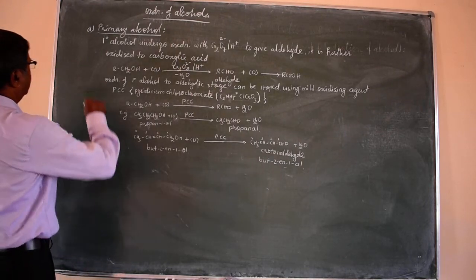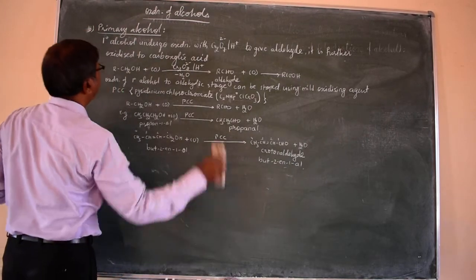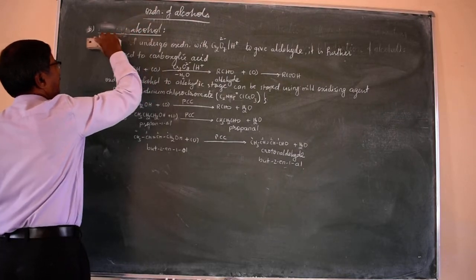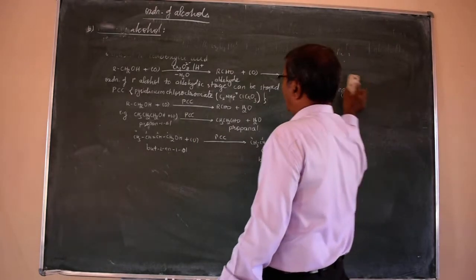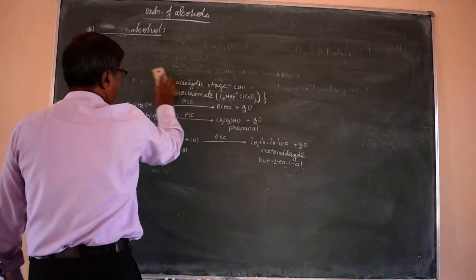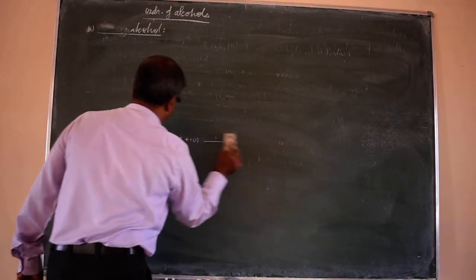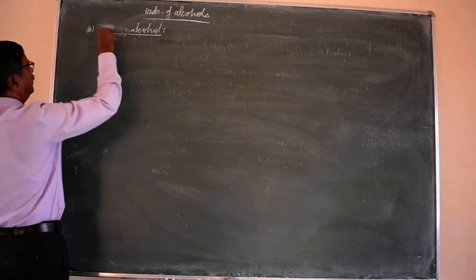Second is for the secondary alcohol. After primary alcohol, we have secondary alcohol. As we know, secondary alcohol undergoes oxidation by using a strong oxidizing agent like CrO3, also called chromic anhydride, to give the ketone.